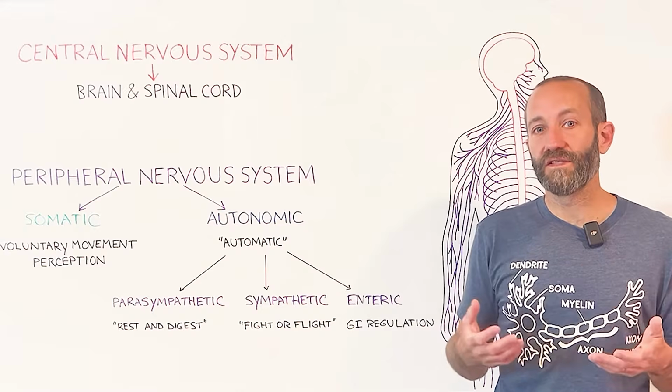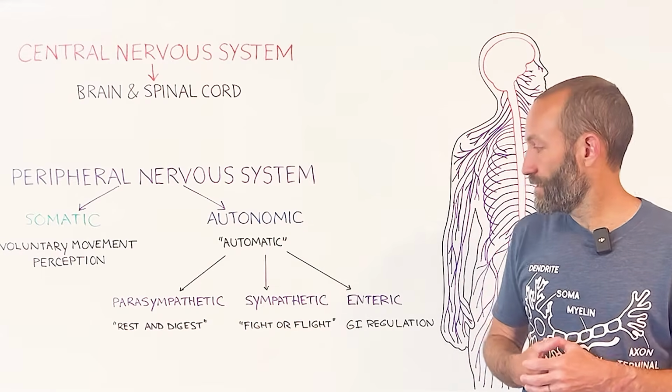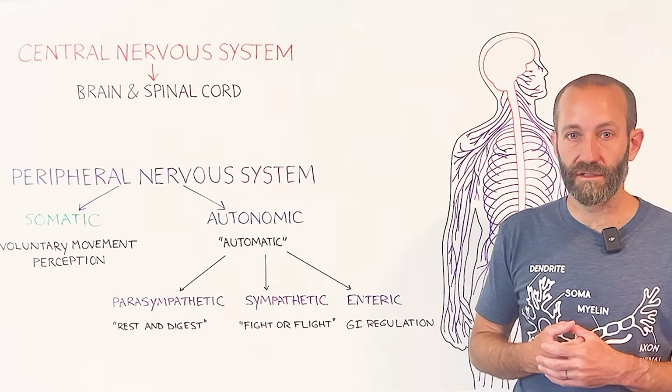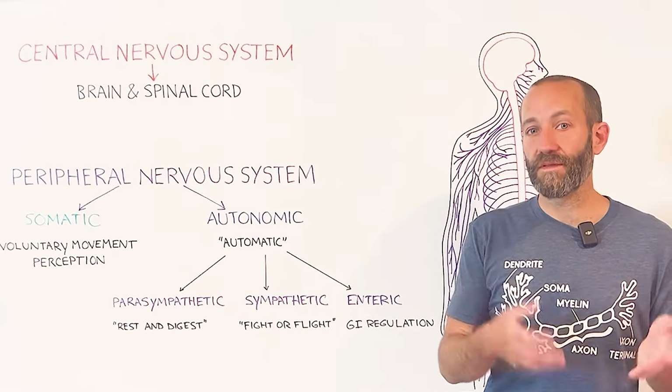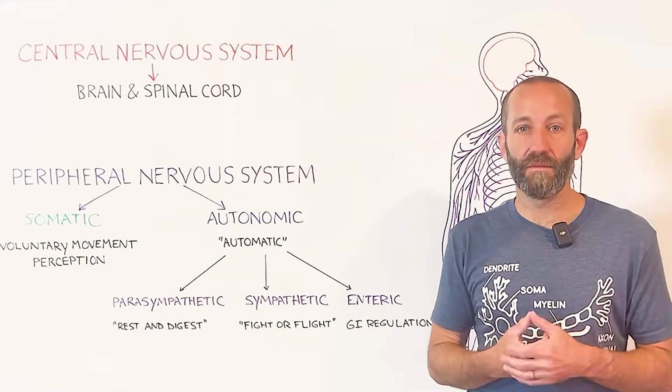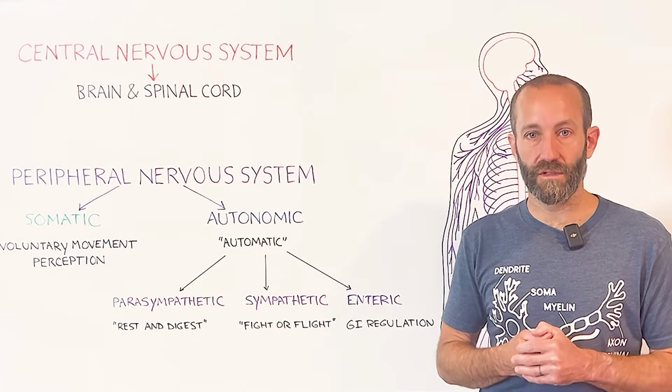The autonomic nervous system consists of three main divisions: the parasympathetic, sympathetic, and enteric systems. We'll focus first on the sympathetic and parasympathetic systems, since these are the divisions you're most likely to learn about in an intro neuroscience course.